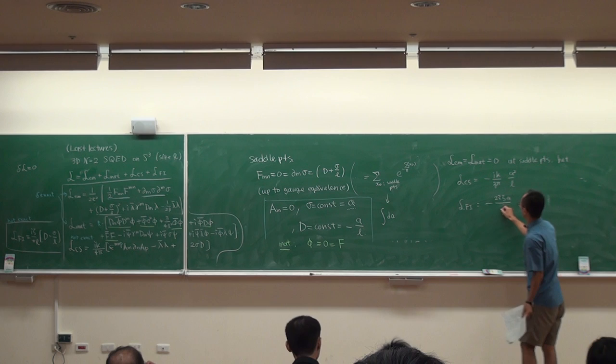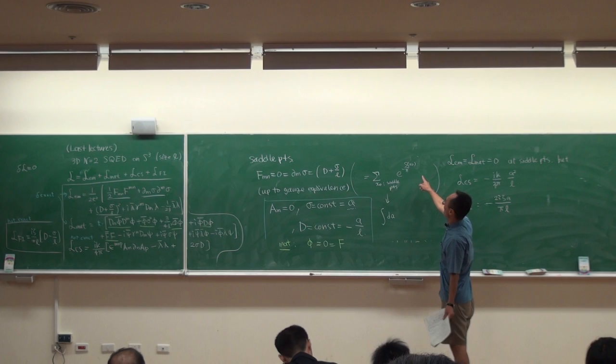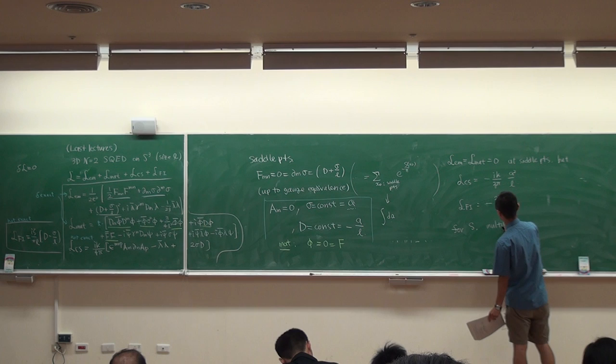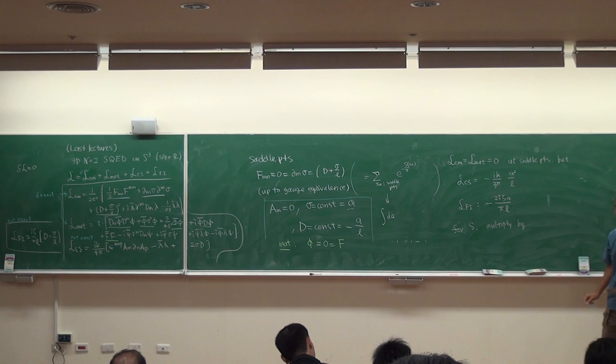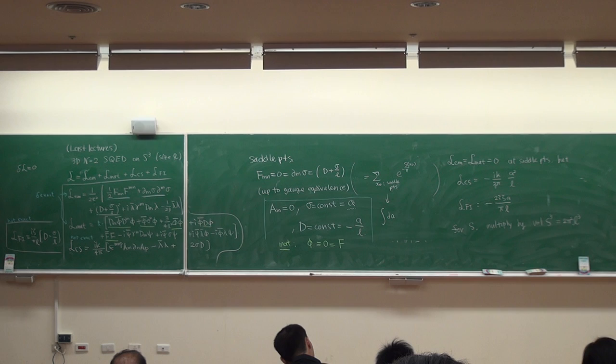So these are the non-zero values of the Lagrangian, not the subgroup. If you want the value of the classical action instead of the Lagrangian at the saddle point, all you have to do is multiply this result by the volume of the round sphere of radius L, which is 2 pi squared times L squared. Okay.